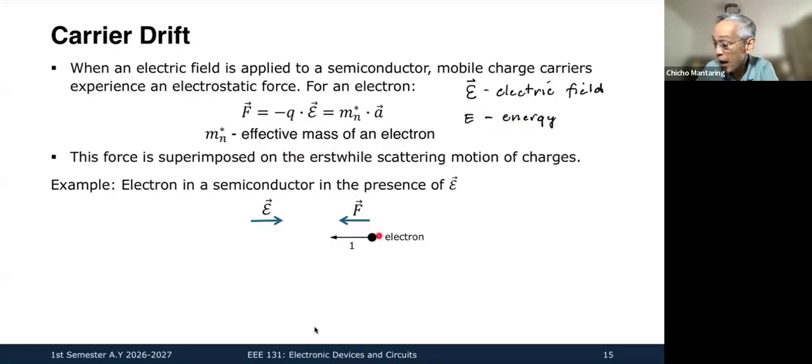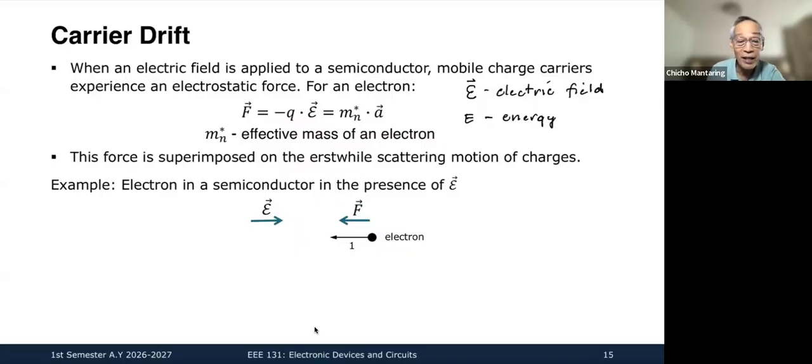Okay, so what will happen? This will experience a force going toward the left. If this were a vacuum, this will just accelerate, hence mass times acceleration. So if this is a vacuum, this will just accelerate. The problem is, this is not a vacuum. That is in a solid.